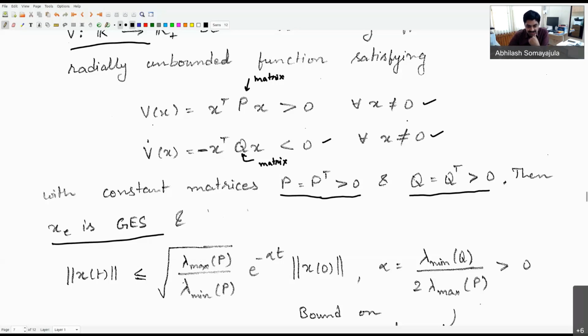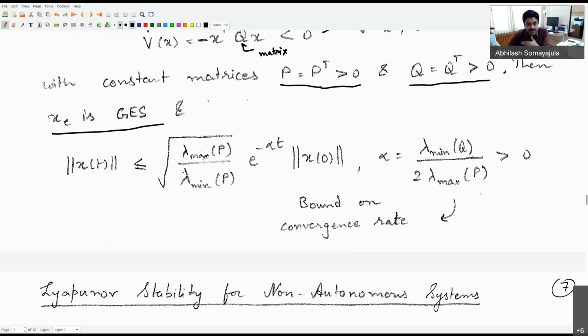It is saying that there is actually a bound on how quickly the system will die back down to 0. And that bound can be expressed in terms of the eigenvalues of the P and Q matrices. Does everybody understand what I mean when I say a matrix is positive definite? What do I mean by that? For all x not equal to 0, x transpose times that matrix times x will be greater than 0. But how do you prove that a matrix is positive definite?